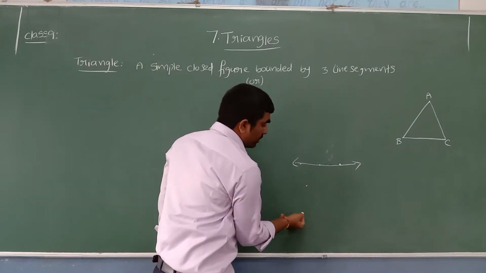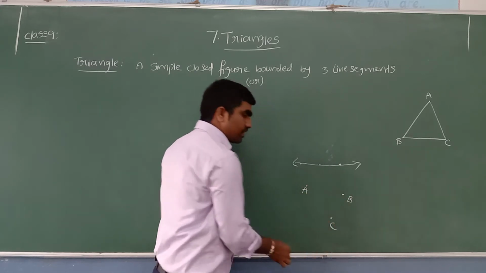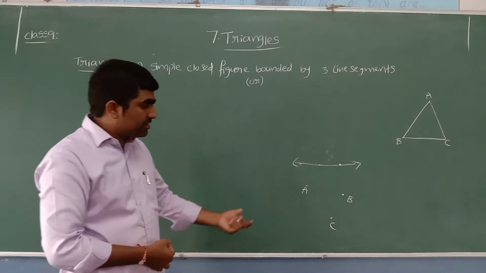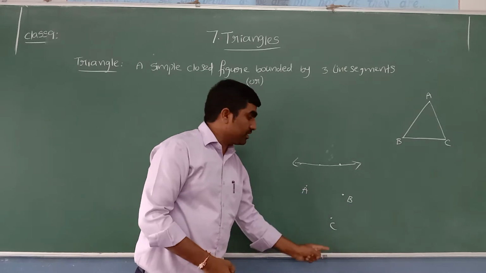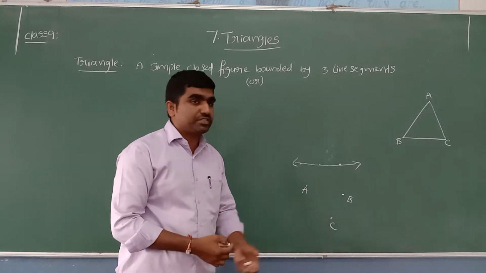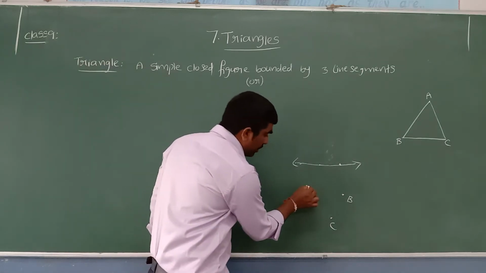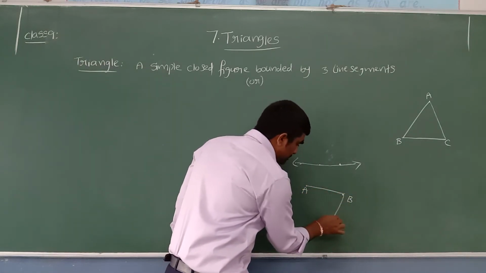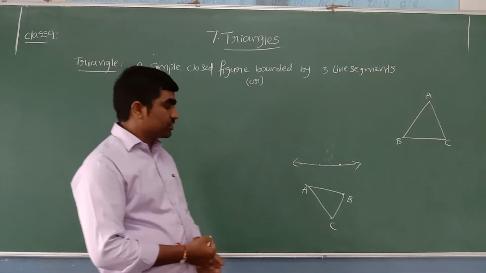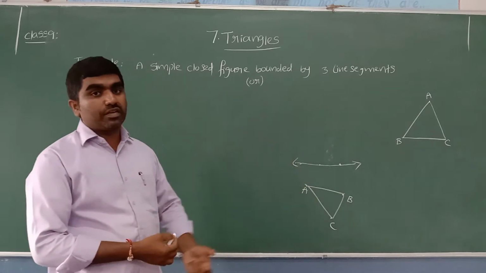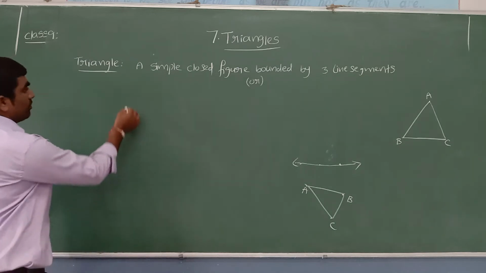Let me take point A, point B, and point C. What can you say about these three points? Can I say these three are collinear? No. If I join them, we can't see the three points on the same line. These three points are called non-collinear points. Now let's see what we get by joining three non-collinear points. Joining three non-collinear points gives a triangle, so with the help of this also we can write the definition of a triangle.